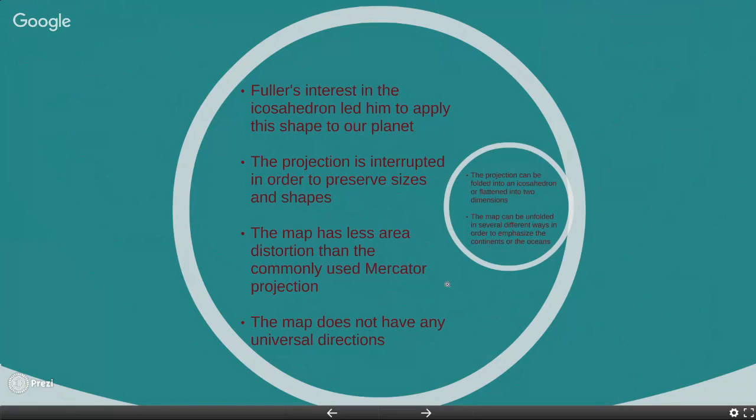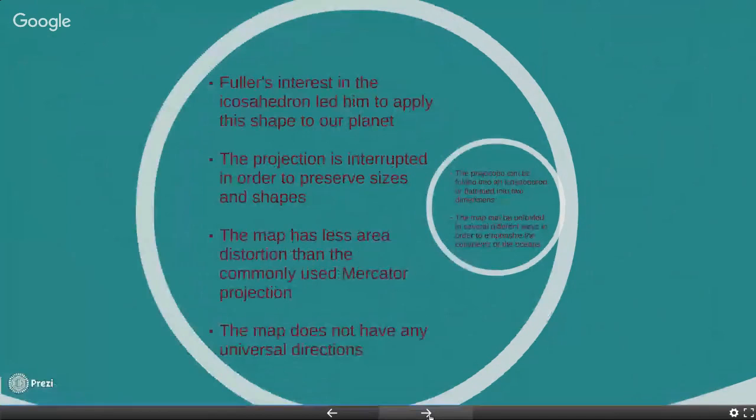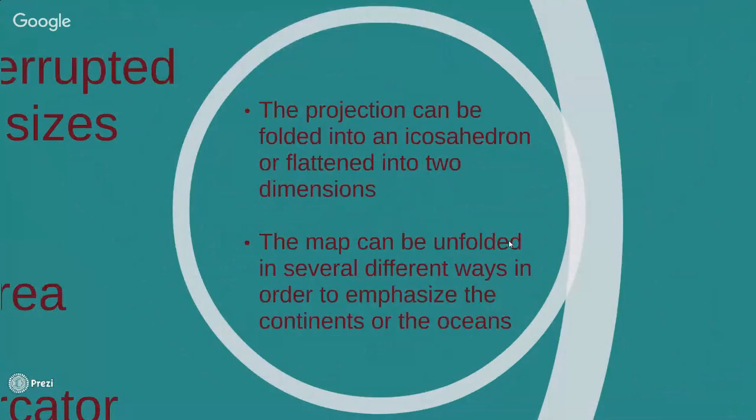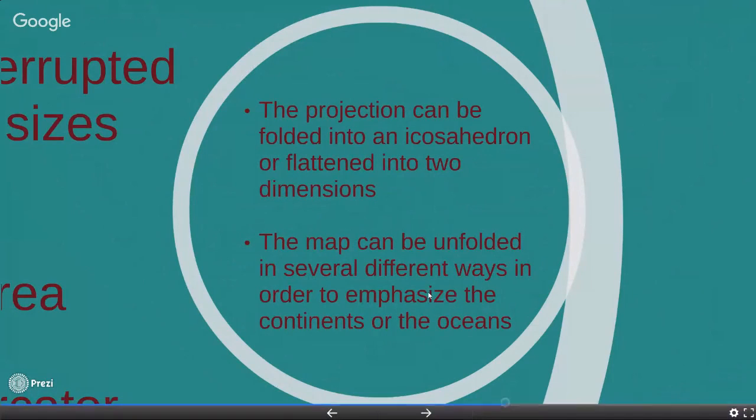Because the map is so heavily interrupted, it doesn't have any universal directions. So the projection can be folded into 3 dimensions as an icosahedron and flattened into 2 dimensions. It can be unfolded and flattened several ways that emphasize different things about our world.